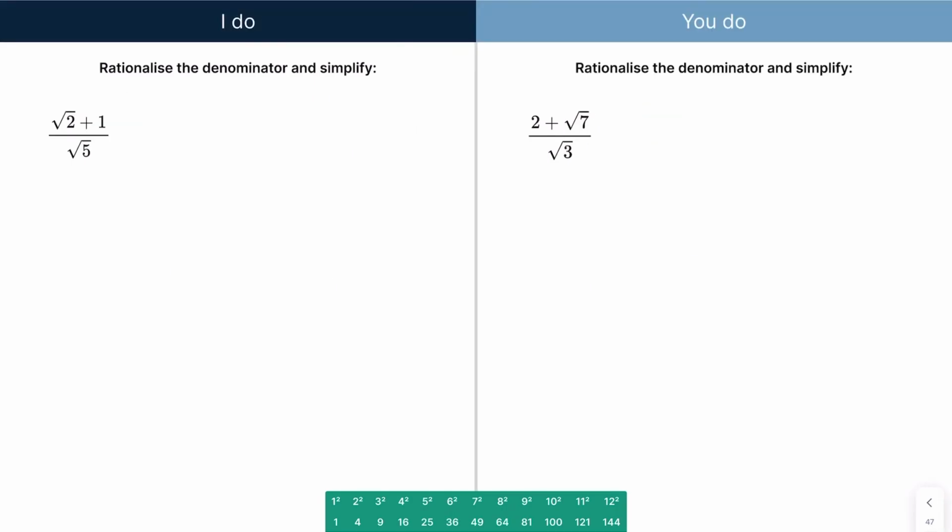And now it's going to get a little bit trickier, but not too much. So the exact same things apply now. So we've got root 5 over root 5. Step 1, get rid of the denominator. And that's the denominator gone.